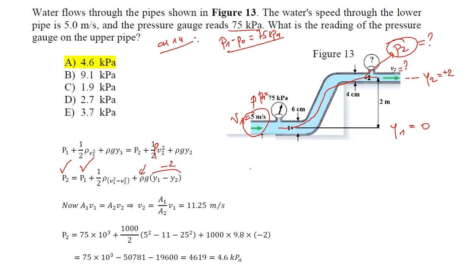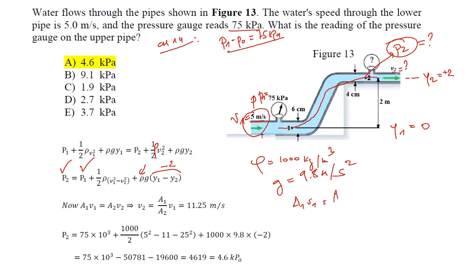Rho, I know what is the density of water, 1,000 kilogram per meter cube. I know g, of course, we are on Earth. I did not say it, but you know that we are on Earth. 9.8 meter per second square. Now, how to get the speed? V1 is known, is 5 meters per second.